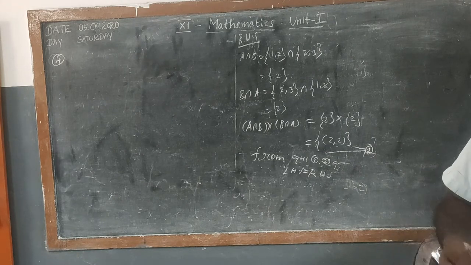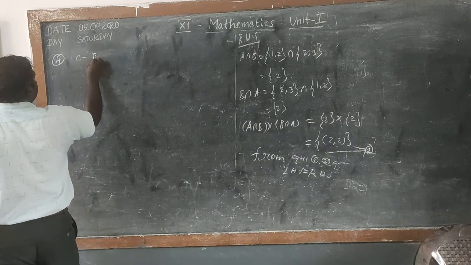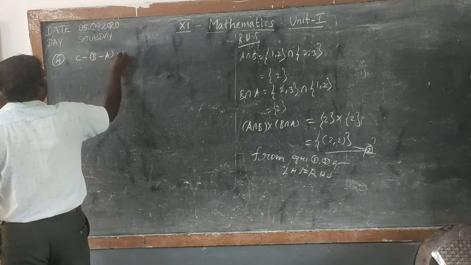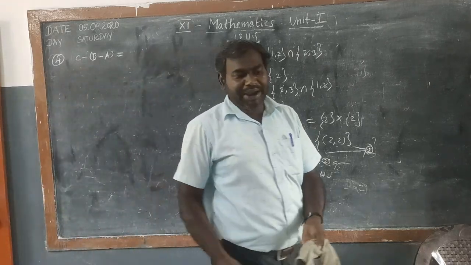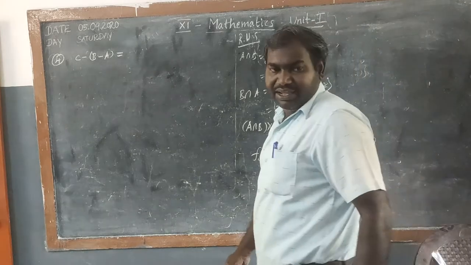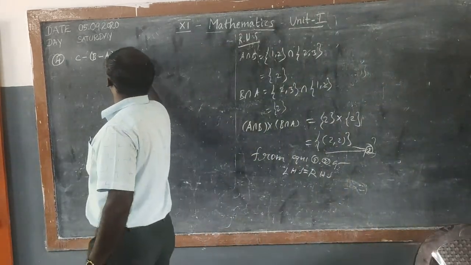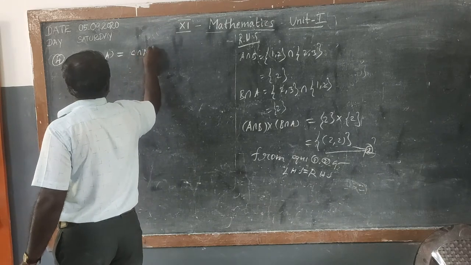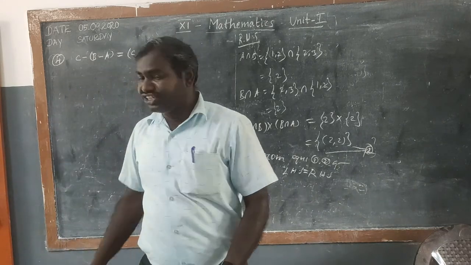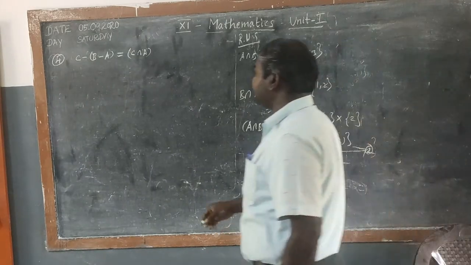C minus B minus A equal to C intersection A union C intersection B dash.